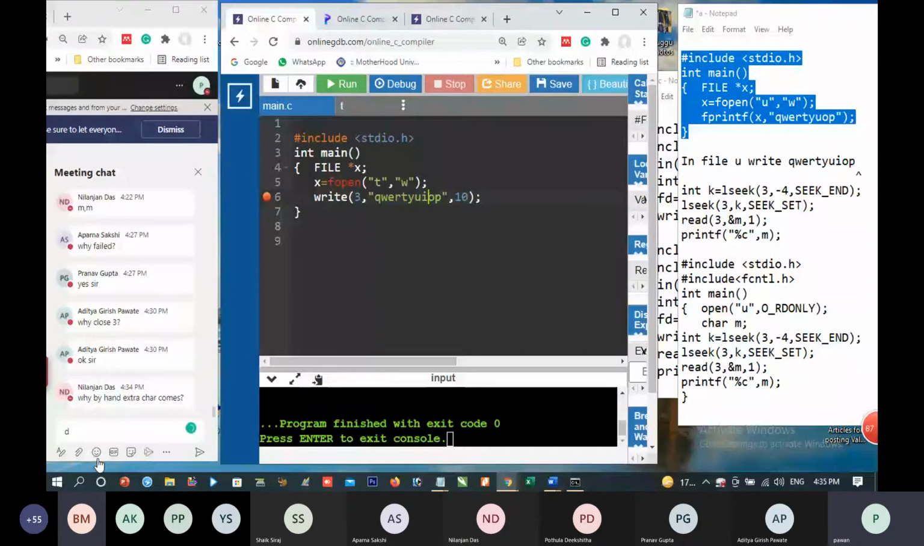Because you see, when we try to save the file, an extra letter, which is a marker for the end of the line or end of the string, comes. Is it correct? Yes. On some editors it comes.